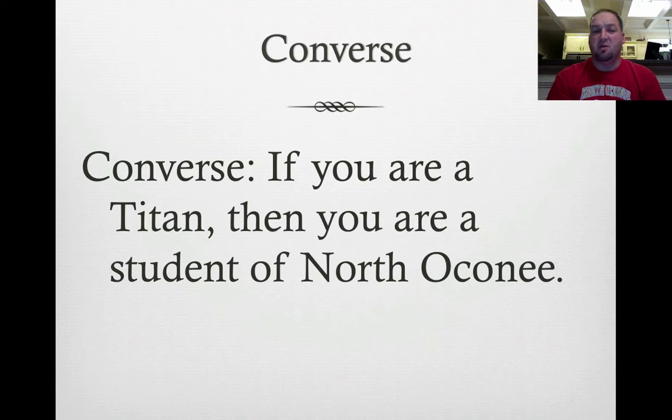Well, the converse doesn't always have to be true. In this case, if you're a Titan, you do not necessarily have to be a student of North Oconee. There's a school outside of Atlanta that is Blessed Trinity. Blessed Trinity, they're the Titans, so they are Titans, but they are not students of North Oconee, so that would prove the statement to be false. So not all of these statements that we're going to produce are going to be true. Let's take a look at it at a different instance.